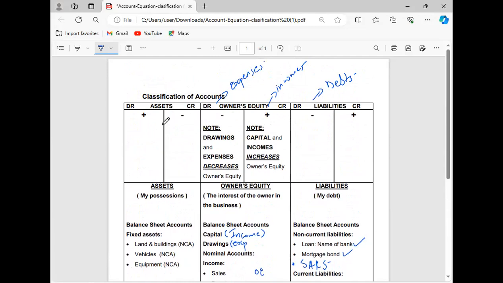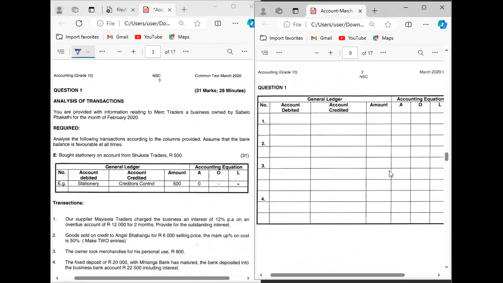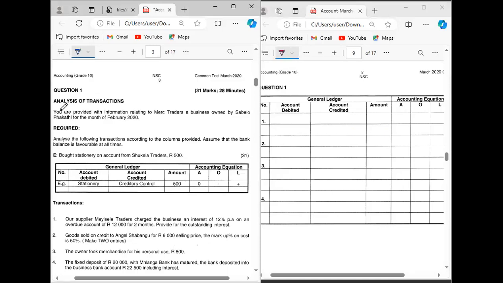Thank you so much. So guys, let's get straight to the point, whereby we are going to discuss our analysis of transactions, and then we have our answer sheet. In question 1, this question paper was a common test for March 2022, and it was question 1, 31 marks for 28 minutes. So guys, let's get to the point. Analysis of transactions.